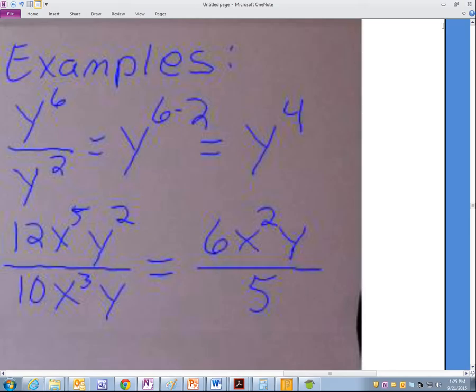12 x to the 5th, y to the 2nd, and I'm going to explain how this is possible. How is this possible?